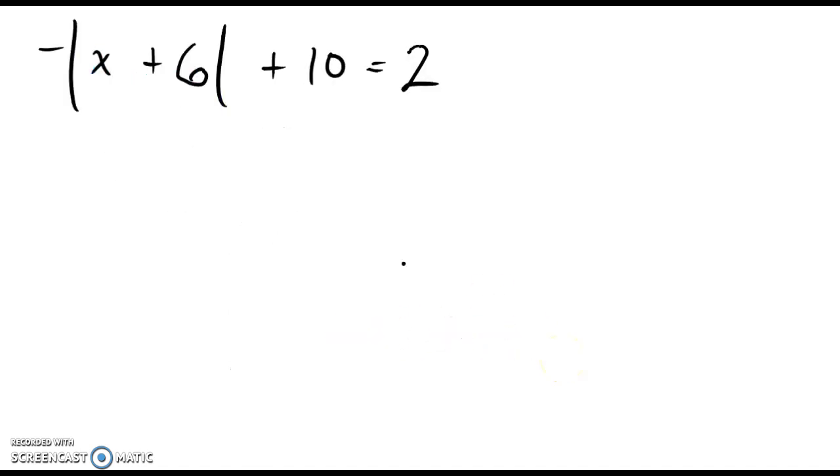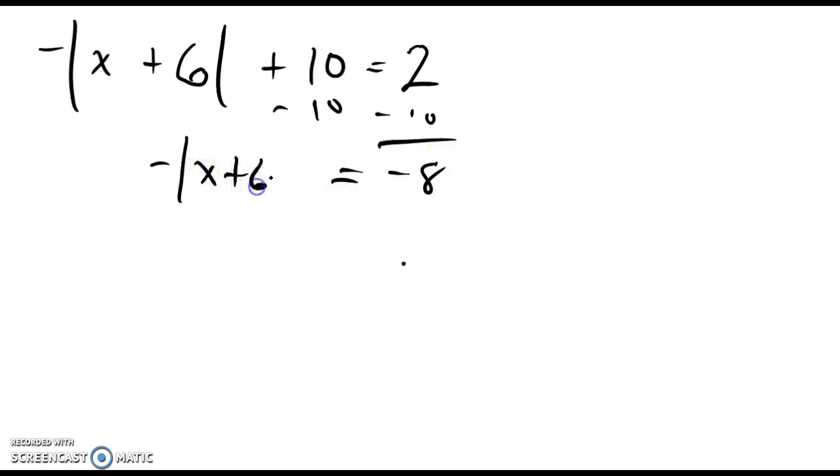And looking at this one, so again, get rid of everything that's not in the absolute value sign first. So we're going to subtract 10. We wind up with negative 8 equals negative x plus 6. Okay, we've got an invisible 1 here.